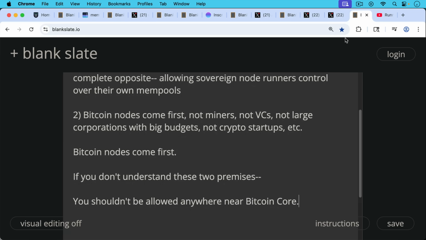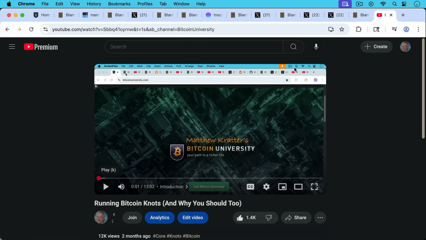Bitcoin nodes come first. And if you don't understand these two premises, you should not, in my opinion, be allowed anywhere near Bitcoin Core. Bitcoin Core has been corrupted. The devs have been corrupted for the most part, it appears to me, or they just don't understand how Bitcoin works, which is almost even more embarrassing. This is why I'm running Bitcoin Knots instead, and I'll put a link in the description notes below so that you can see how to run a Bitcoin Knots node if you want to have sovereign control over your mempool and relay policies as well.